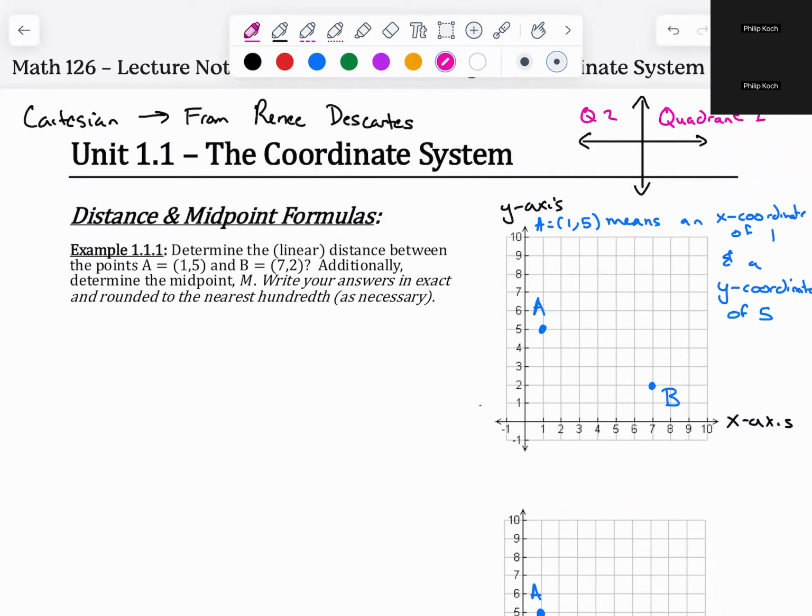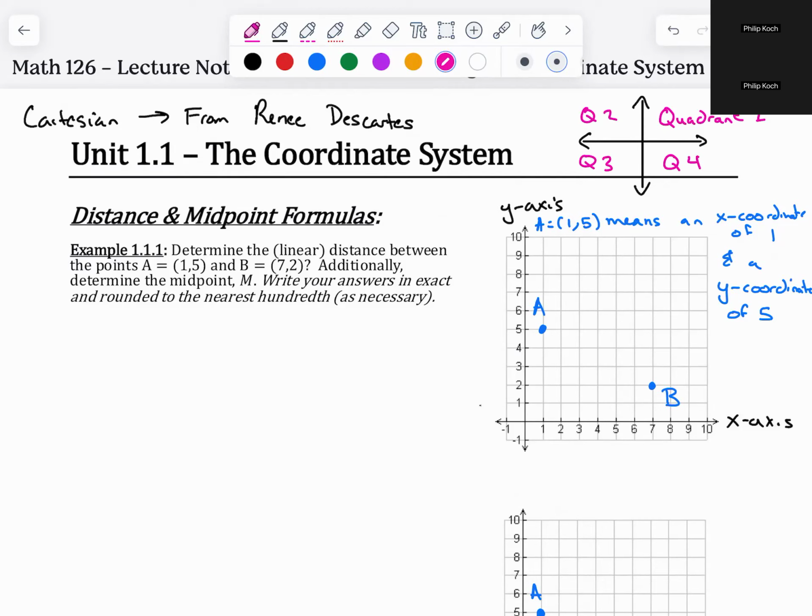Quadrant 2, quadrant 3, and quadrant 4. It goes in a counterclockwise orientation. Starts in the top right and then goes to the left. That's quadrant 1, quadrant 2, quadrant 3, and quadrant 4. We're going to read the graph that way. Quadrant 1, 2, 3, and 4.